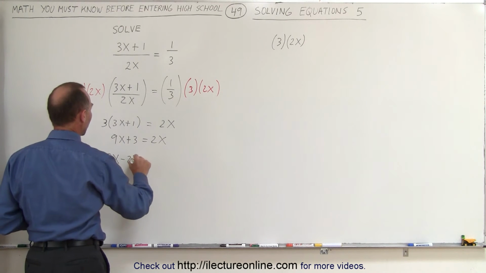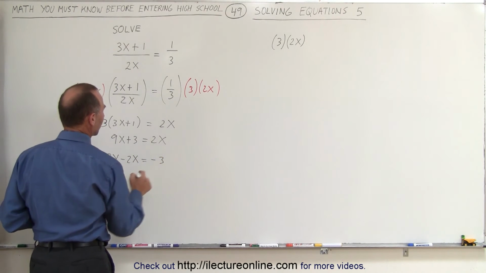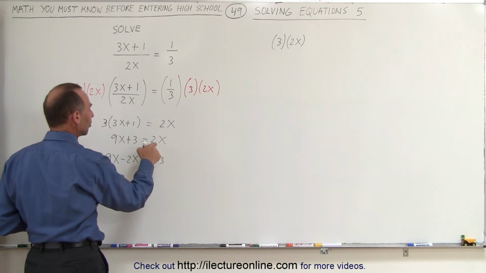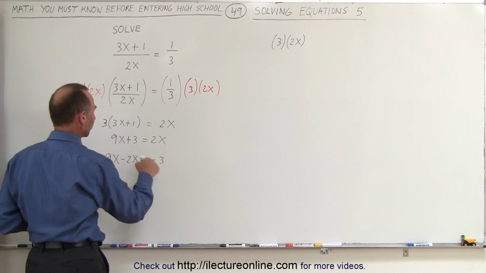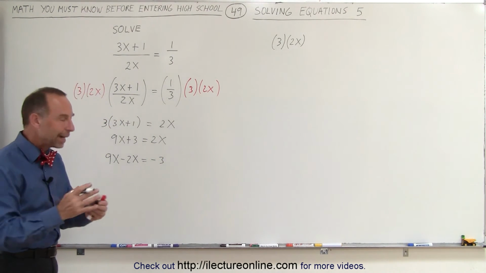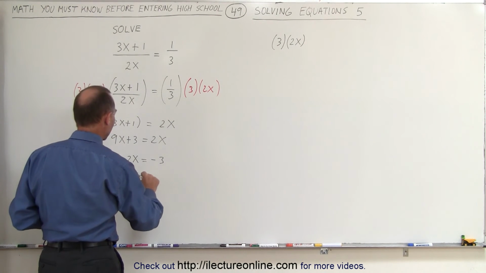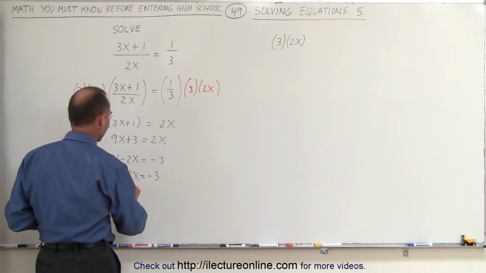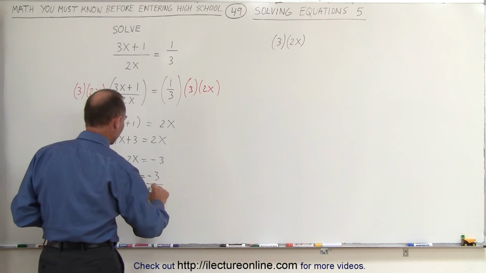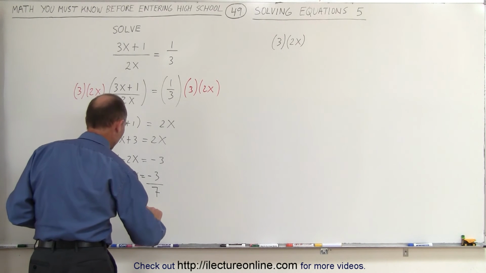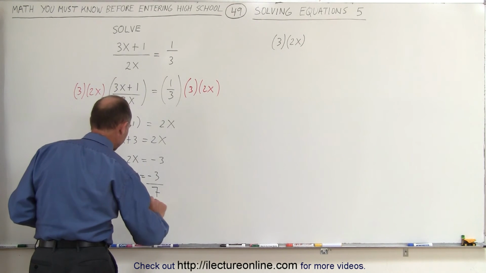So 9x minus 2x must equal -3. Notice when you move anything across the equal sign, the sign changes, in this case from a plus to a minus and from a plus to a minus. Now combining like terms, 9x minus 2x is 7x, and that equals -3. And then dividing both sides by the coefficient in front of the variable, in this case the x, we end up with x is equal to -3 over 7.